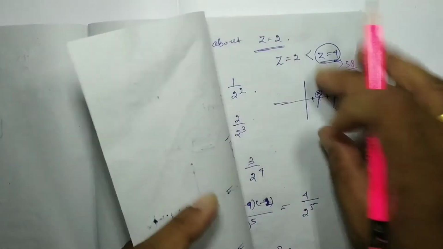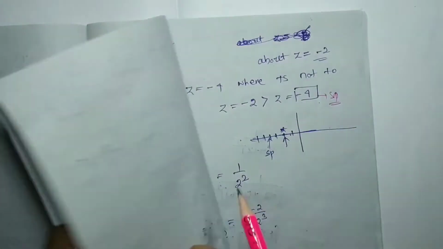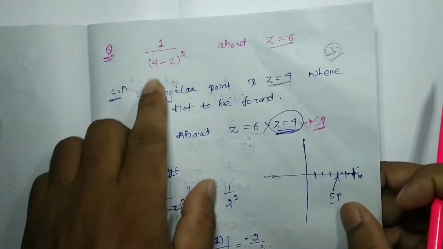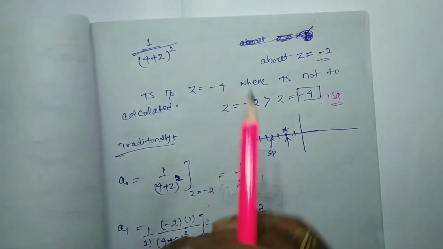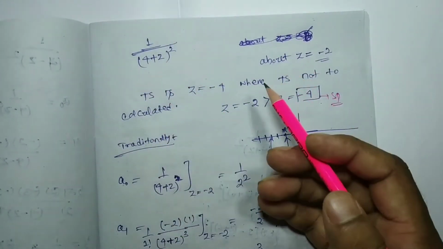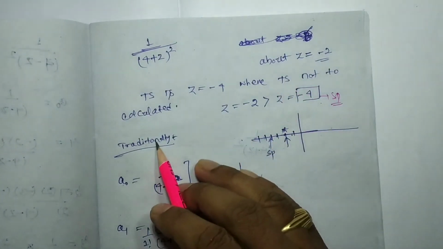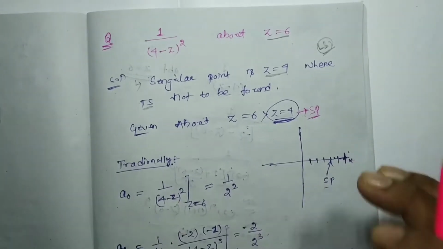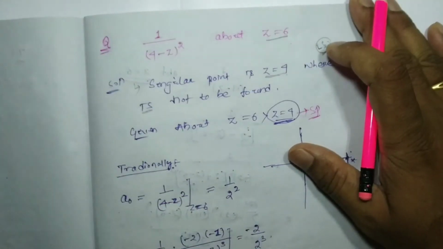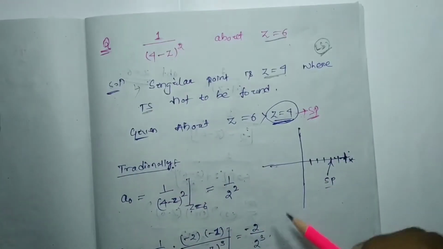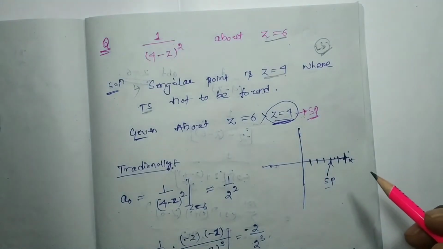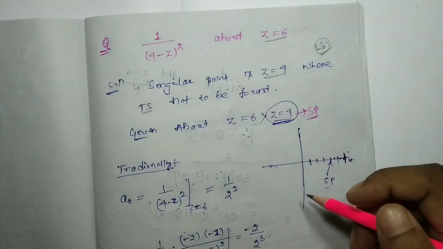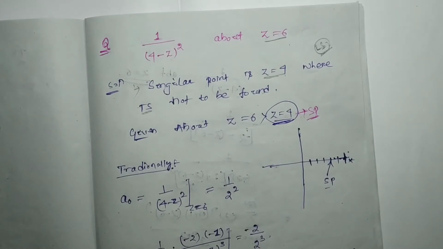Similarly, we have to consider 4 plus z. Here 4 minus z we have considered, 4 plus z we have to consider, and we are going to take a point less than that of the singular point and greater than that of the singular point. What answers we are getting, that we have to analyze, and we have to remember for our coming exams.